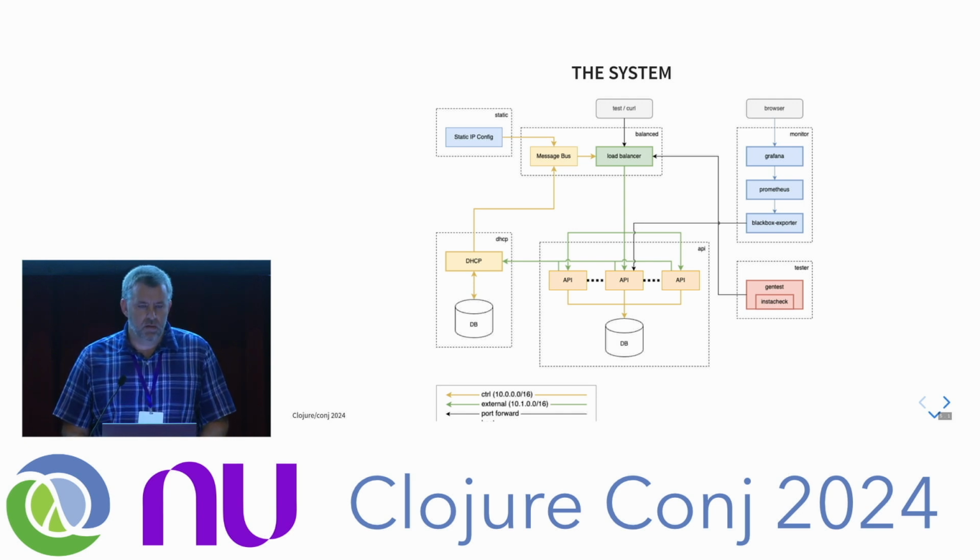And then there's a couple other things on the diagram. In the upper right is some blue boxes that are basically monitoring tools. Below that is some testing tools. And then in the upper left is an alternate configuration that allows us to do statically defined multiple API nodes without the DHCP dynamicness.